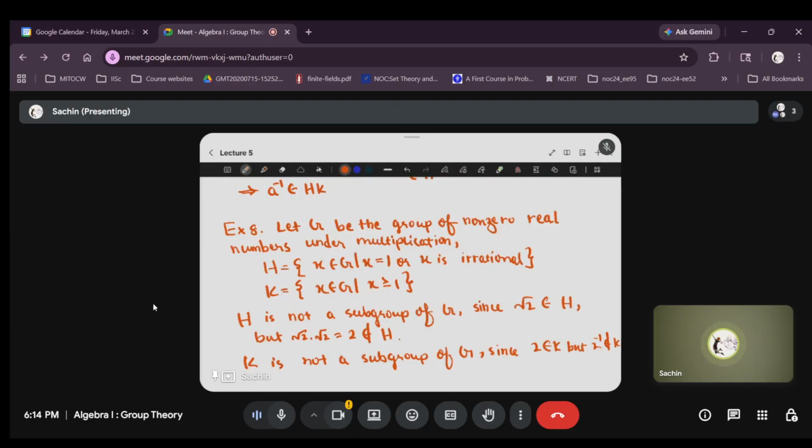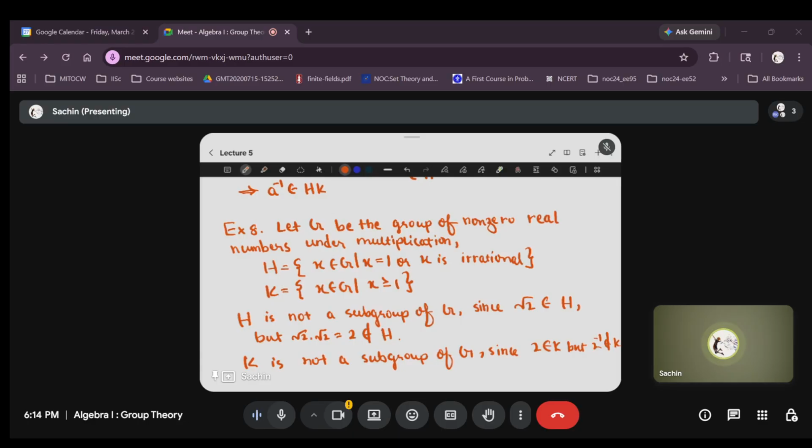Okay, we'll stop here, and next week we'll continue with a subgroup test for a finite set. That's a bit simpler, like we discussed earlier. For a finite set, the inverse will always be there as long as closure is satisfied. So in this two-step test, we had to check for the existence of inverse and closure. But for a finite group, if you check for closure, that is enough. Inverse will always exist if closure holds.